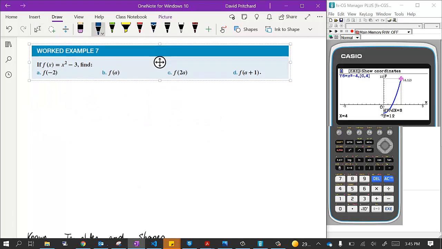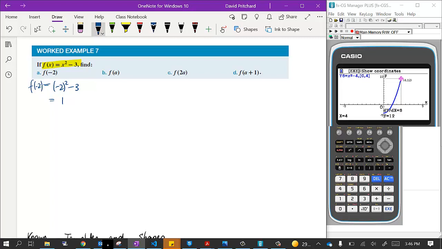We can see here that we've got a function, f of x is equal to x squared take 3. So that's our function, y is equal to x squared take 3. And we're looking at f of negative 2. So f of negative 2 will be negative 2 squared take 3. 4 take 3 is 1. So there we have it. The y value when x is negative 2 is 1.